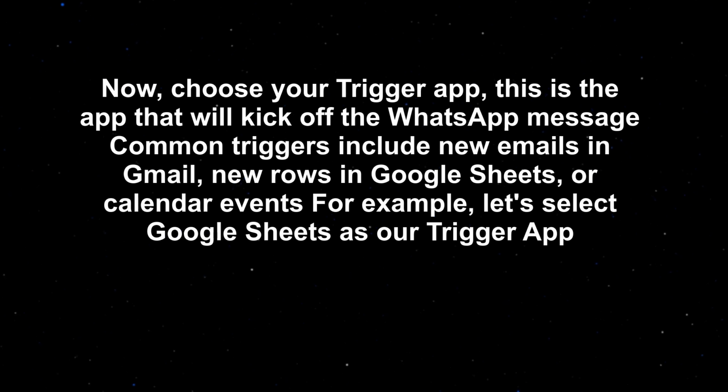Now, choose your trigger app. This is the app that will kick off the WhatsApp message. Common triggers include new emails in Gmail, new rows in Google Sheets, or calendar events. For example, let's select Google Sheets as our trigger app.